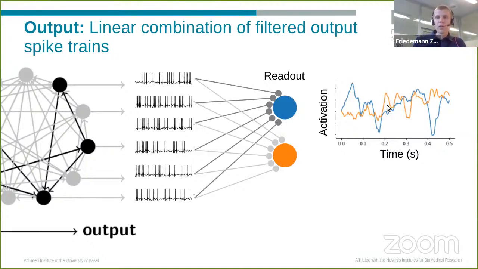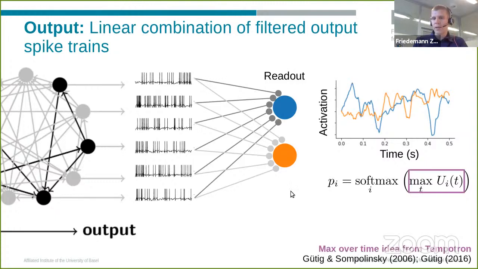To do this, we need a loss function that we can take gradients of to train the network. To implement a loss function on these continuous time quantities, we usually take the maximum of the blue curve here, and then the maximum of the orange curve here. Sorry, the maximum over time, and we feed this into a softmax. That's an idea we got from the Tempotron, a similar work by Robert Gütig and Haim Sompolinsky. But there are other ways you can define this.